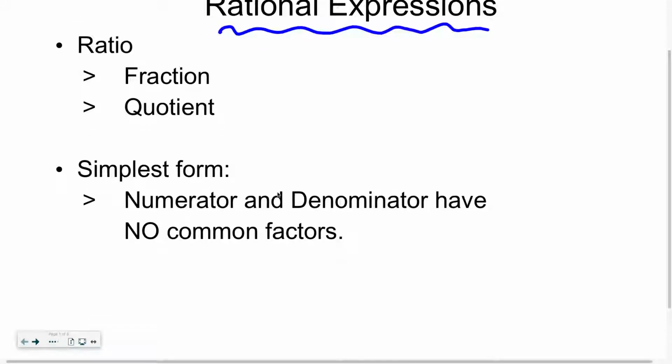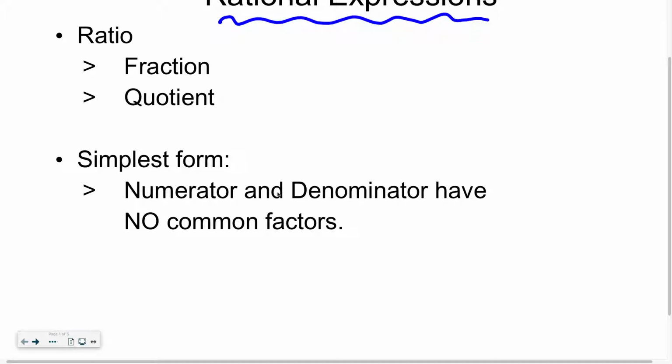For today, really important to note, like always with a fraction, well, really in any math class and any chapter test, when you're writing answers down, don't you want your answers to be in simplest form? Whether it's a fraction or a radical, you always want it to be in simplest form. So we want our rational expressions to be in their simplest form. That would mean the numerator and denominator have no common factors.